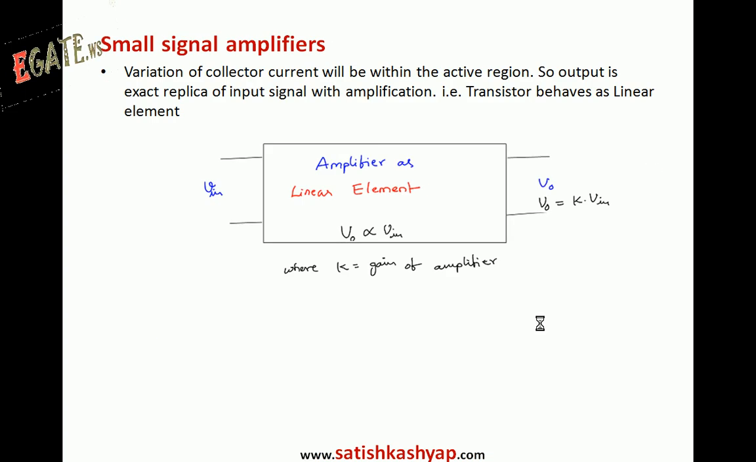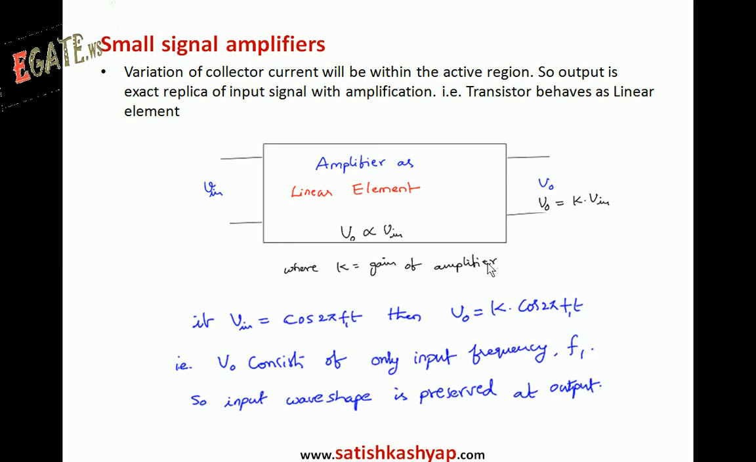In small signal amplifiers, the transistor is acting as a linear element, so the output is directly proportional to the input. V0 is proportional to V input, so we can write V0 equals K times V in, where K is the gain of the amplifier. Let us assume we apply a sinusoidal input signal. Let us assume V input is equal to cos omega 1t, that is cos 2 pi f1t. So a sinusoidal signal of frequency f1 we are applying as input.